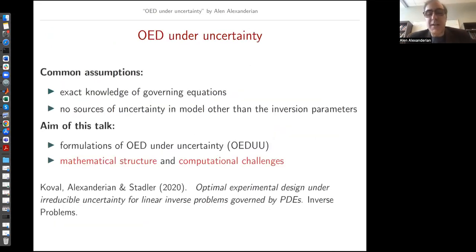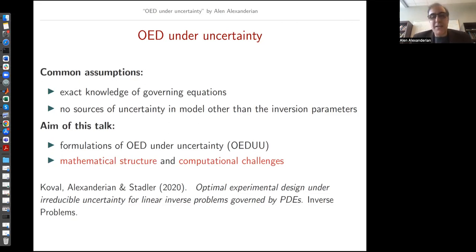So, common assumptions, and this is of course reasonable, but not always. Typically, when we solve inverse problems, we assume we know everything in the governing equations, and then we focus our attention on a specific source of uncertainty or a specific parameter of interest to estimate. And typically, people assume that there are no other sources of uncertainty other than the inversion parameter, which could be a reasonable assumption because these additional uncertainties might not be that large, and you will have a lot of uncertainty on some inversion parameters, and then you focus on those.